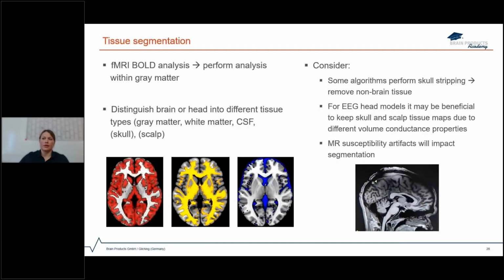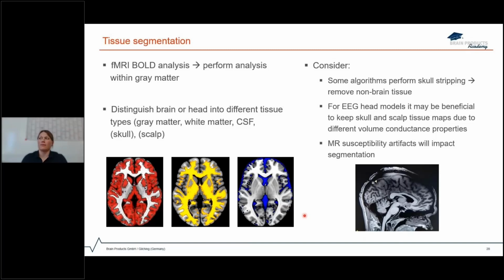Then either before normalization or along with normalization, we also tend to perform tissue segmentation. fMRI BOLD analyses are performed within gray matter, and so we need to distinguish the brain between the different tissue types, which are gray matter, white matter, and CSF. We can see the gray matter, the white matter, and the CSF tissue maps here. What we do want to consider, though, is that some pre-processing algorithms will perform skull stripping, removing non-brain tissue, and then perform the segmentation step.